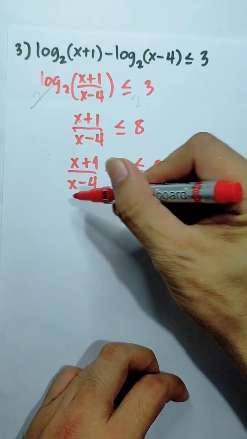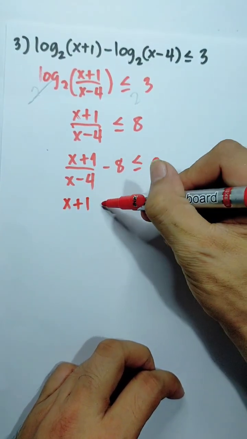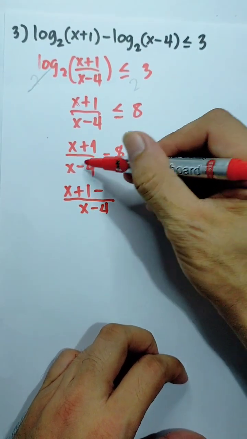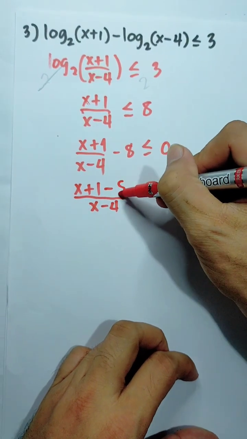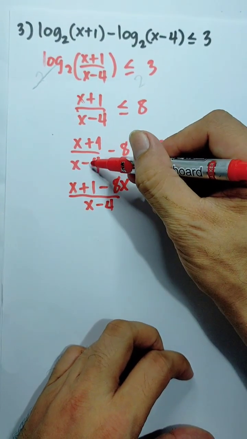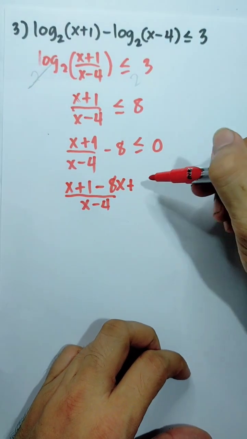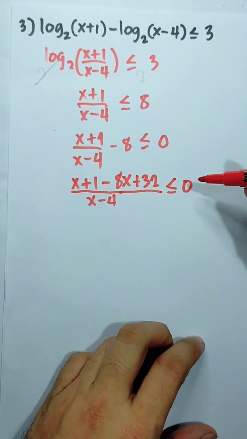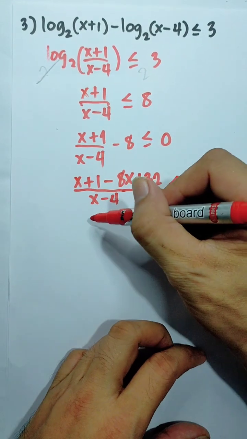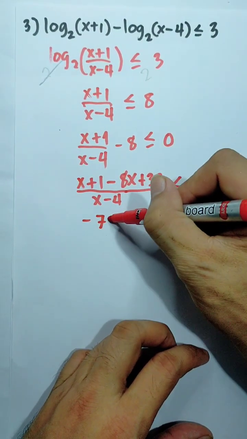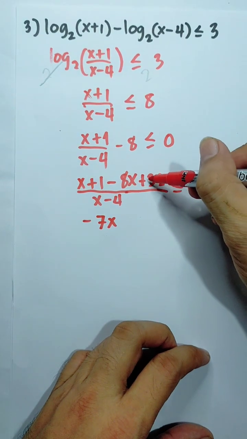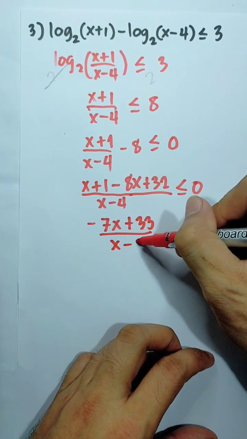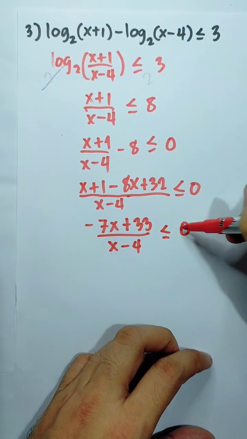Okay, now let's apply the LCD. This is x plus 1, and the LCD is x minus 4. So let's multiply this to 8. So that is 8x, negative 8 times negative 4, that's positive 32, all less than or equal to 0. Now let's simplify this. This is negative 7x and 32 plus 1, that's 33, over x minus 4, less than or equal to 0.